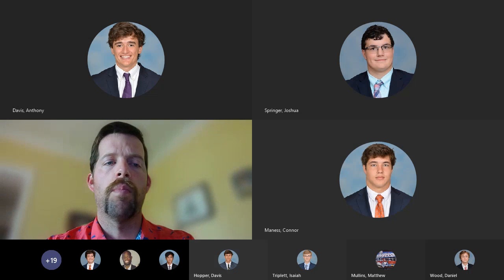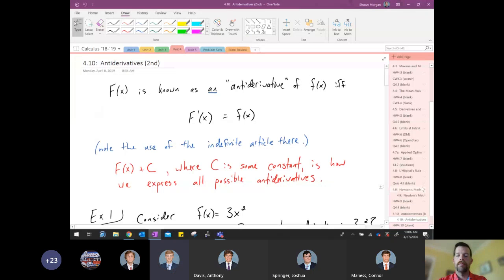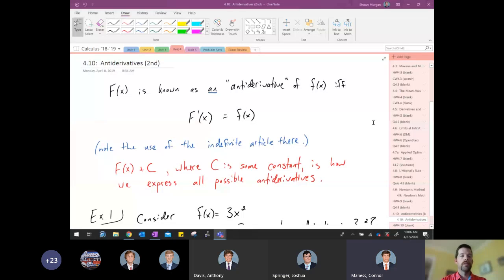This is section 4.10, okay? So this is our last section in chapter 4, and it's going to be a jumping off point into the next chapter, which will be the last thing we talk about this year. And the notion is all about antiderivatives, okay?